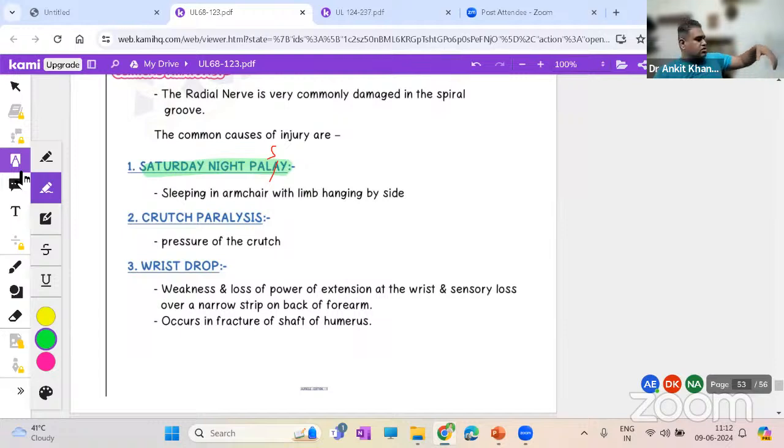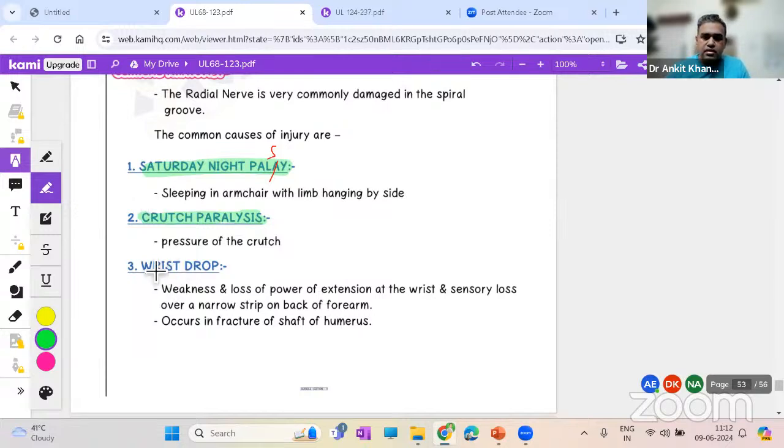It's hanging down. So below you have this resistance by the edge of the chair that will compress the radial nerve. Crutch palsy: use of crutches that are very tight in the axilla, or long crutches which are pushing more into the axilla, can damage the radial nerve in the axilla.